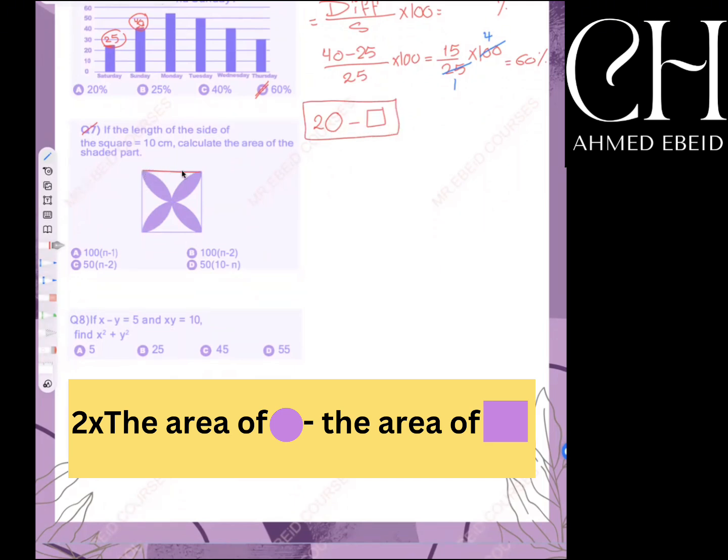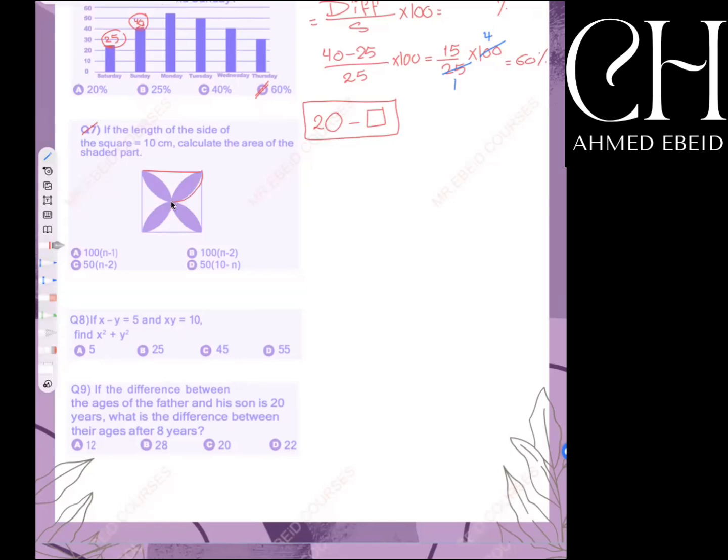Double the area of the circle minus the area of the square. So we have the length of the square is 10, and this is a half circle, by the way, and its diameter is 10, so the radius is 5. So to find the area of the circle, you know that the area of the circle formula is pi r squared. So it will be pi times 5 squared, which equals 25 pi. Double of it means you multiply it times 2, so it's 25 times 2, which equals 50 pi. So this is twice the area of the circle.